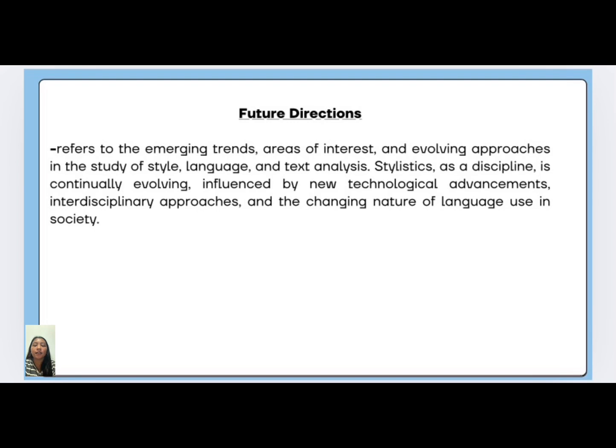So the next topic is the future directions. Future directions refers to the emerging trends, areas of interest, and evolving approaches in the study of style, language, and text analysis. Stylistics as a discipline is continually evolving, influenced by new technological advancement, interdisciplinary approaches, and the changing nature of language used in society.